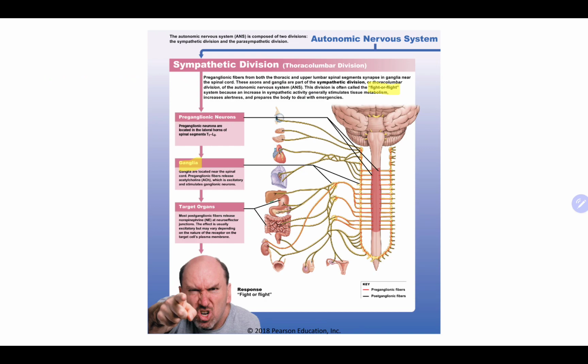Okay. So remember, there's the sympathetic division. This you want to remember: this is your fight or flight response. This is going to stimulate tissue metabolism, increase alertness, and prepare the body to deal with an emergency. Right, fight or flight response.